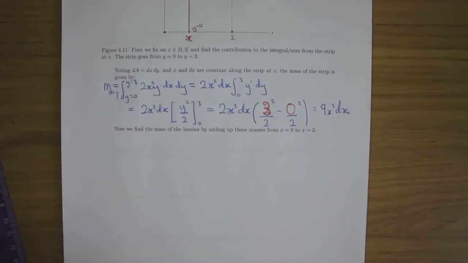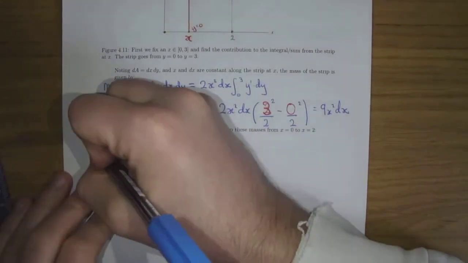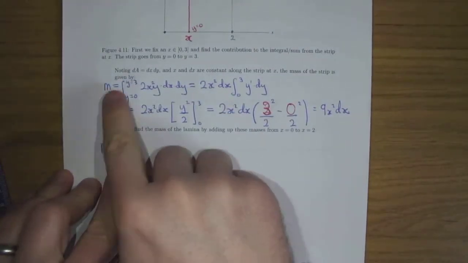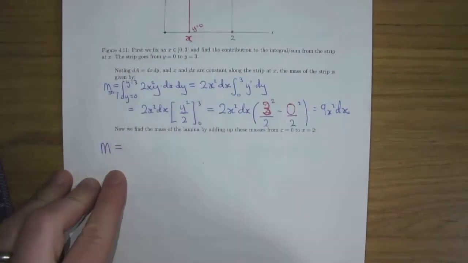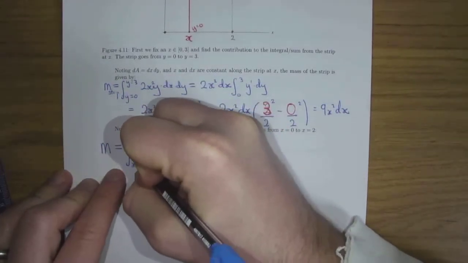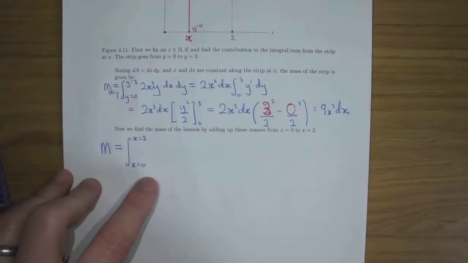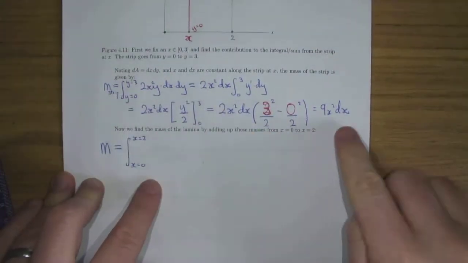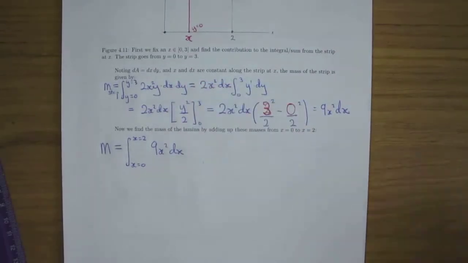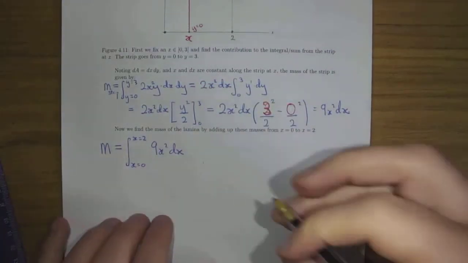And now what you want to do to find the mass of the whole lamina, you add up the mass of the strips from x equal to 0 to x equal to 2, and that's the same as integrating from x equal to 0 to x equal to 2. And what are you adding up? The mass of the strip, which is 9x squared dx. Happy days. This isn't too bad of an integral to do.